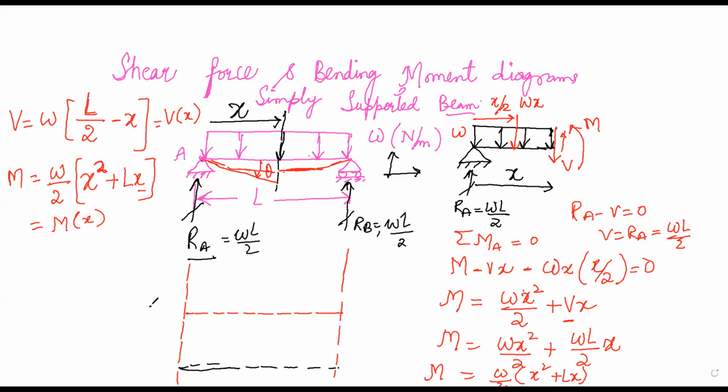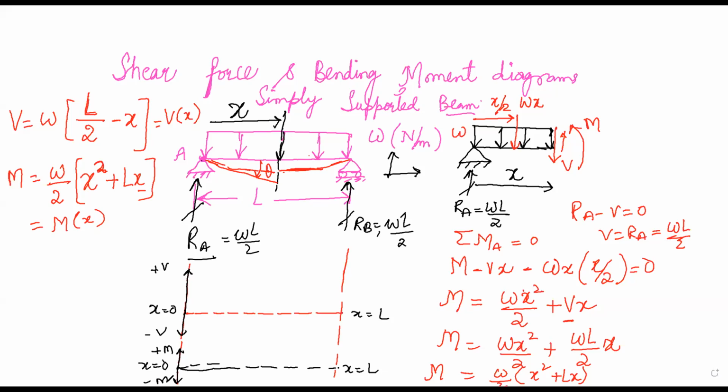Okay, this is where x is equal to 0. This is x is equal to L. This is also x is equal to L. This is x is equal to 0. Along this axis, you plot positive V. Along this axis, you plot minus V. Along this axis, you plot plus M. Along this axis, you plot negative M. Okay. So what will essentially happen?